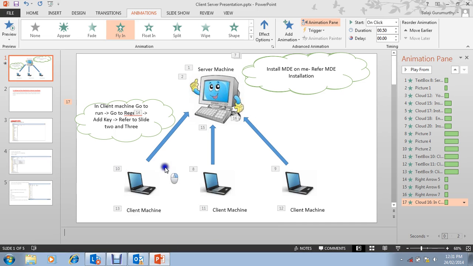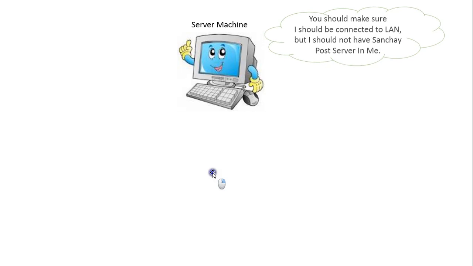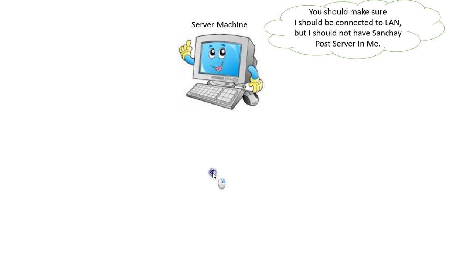Okay, now we'll see the client server setup, and that has to be done when you have to install one server machine and supporting client machines. So you have one server machine. The necessary conditions for a server machine are that it should be connected to the LAN, and it should not have Sanjay Post server on it.